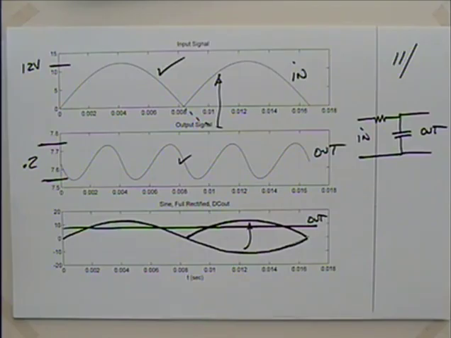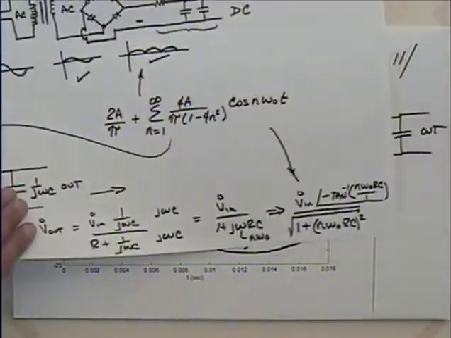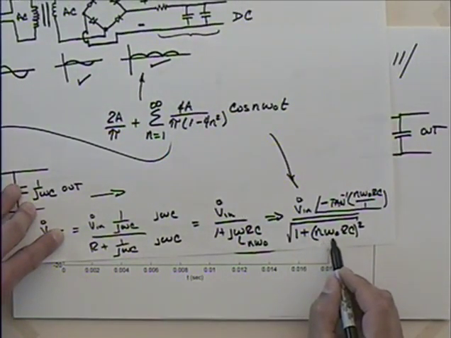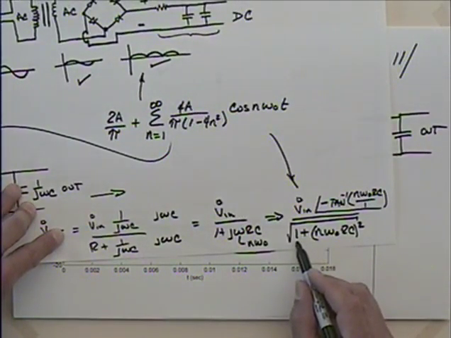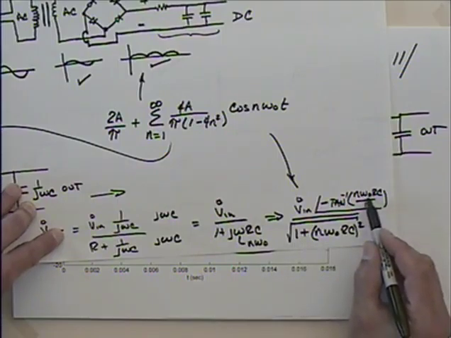Yes? The tangent, remember, it's always the complex portion in the numerator with the real portion in the denominator. So it's n omega naught RC.